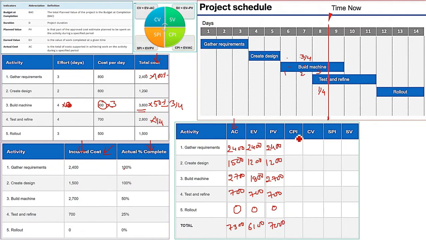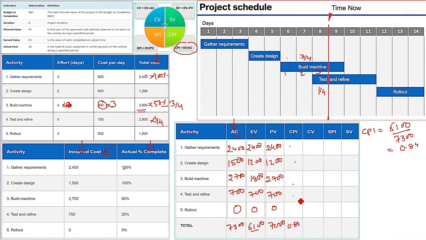Now coming to CPI. CPI is computed using a relation which is EV by AC. Now you can do for each of the activity. That is also possible. But to make the computation easy, I am just going to do the final one. That is the total. So CPI is EV by AC. EV total is 6100. AC total is 7300. So CPI will be 6100 divided by 7300, which is going to be 0.84.